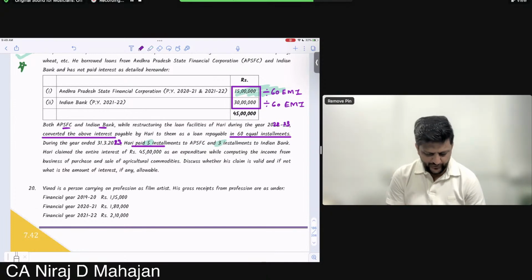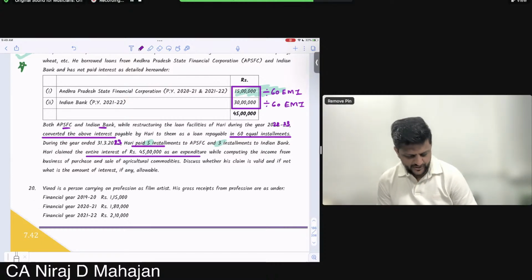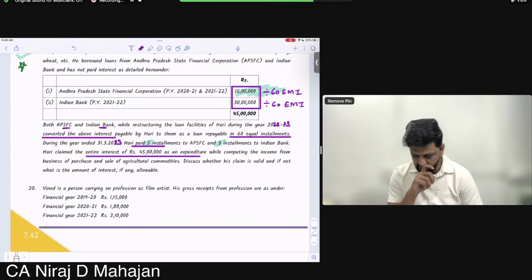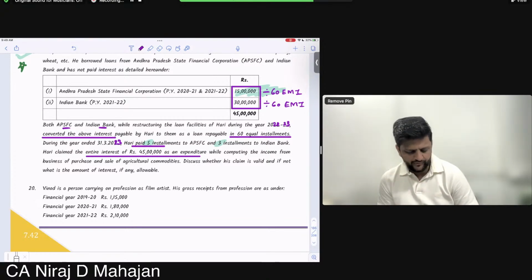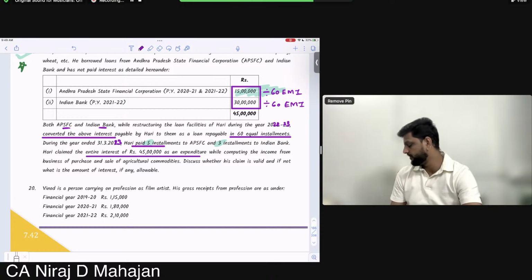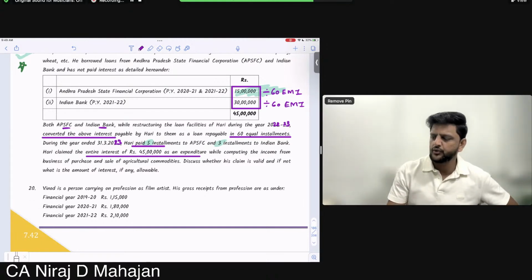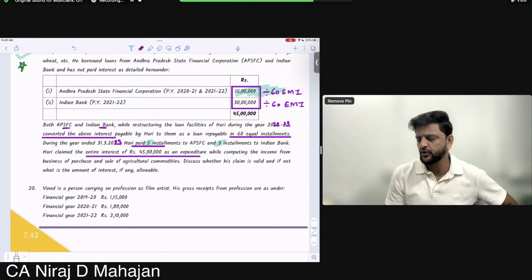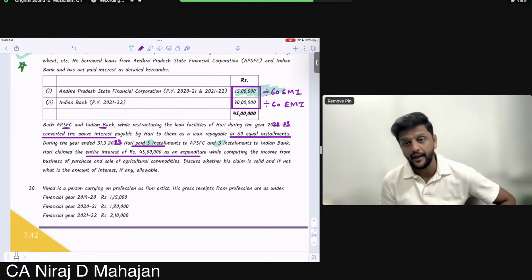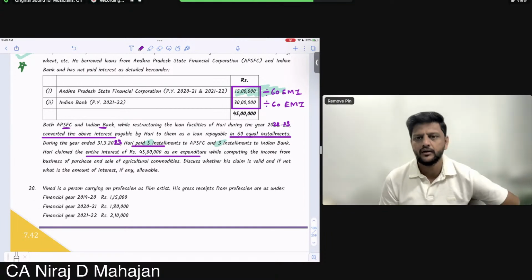Hari claimed the entire interest of 45 lakhs as expenditure while computing income from business of purchase and sale of agricultural commodities. Discuss whether his claim is valid and if not, what is the amount of interest, if any, allowable. First of all, why did he claim the entire 45 lakhs as paid? Because in a way it vanished, as it got converted into a new loan. So he takes the point of view that it is now paid. But is it actually paid? It is not actually paid.